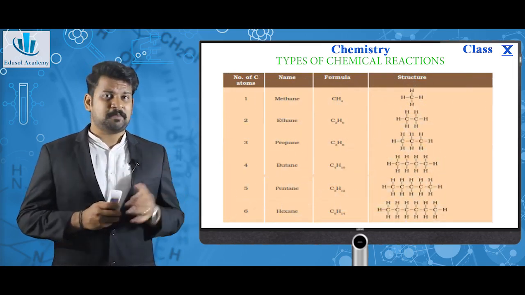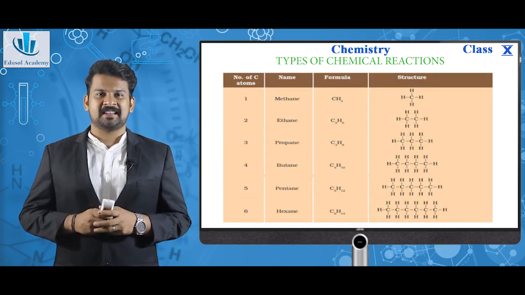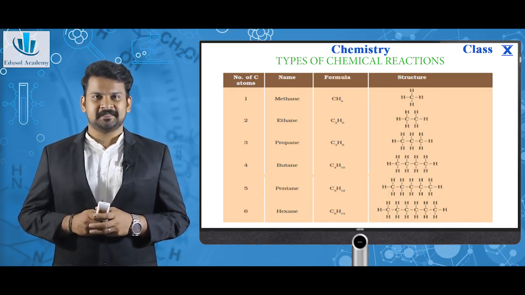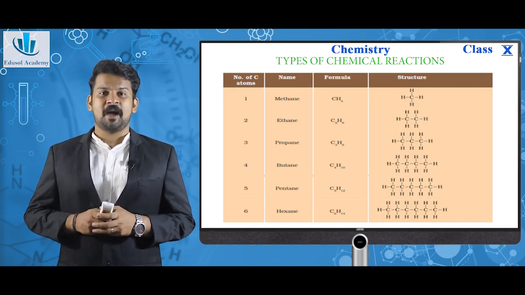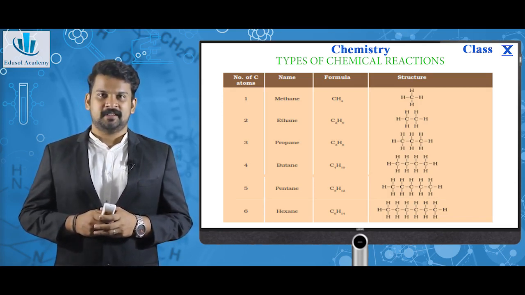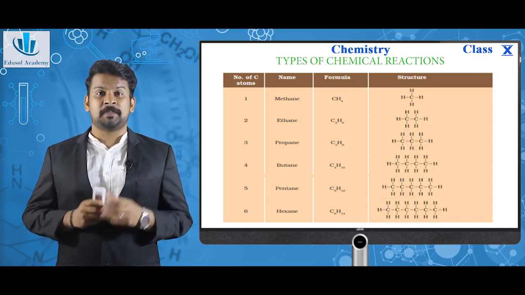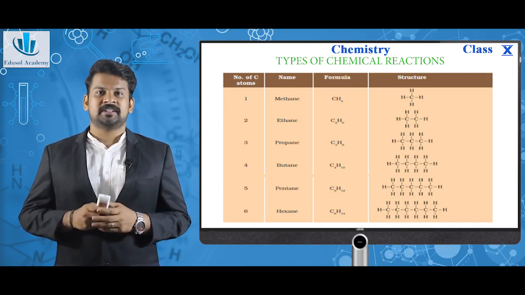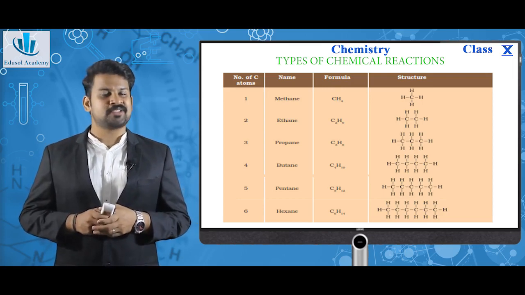Now, as you can see in the picture, this is a chart showing different kinds of alkanes starting from methane. Methane, ethane, propane, butane, pentane and hexane. If you just apply the formula CnH2n+2, you can also work out the formula of the different compounds. The structures are also seen here.